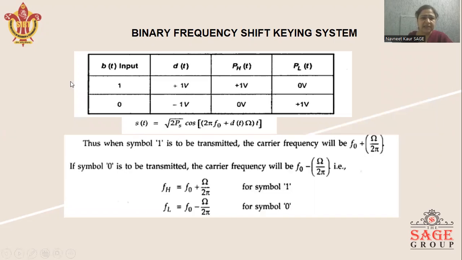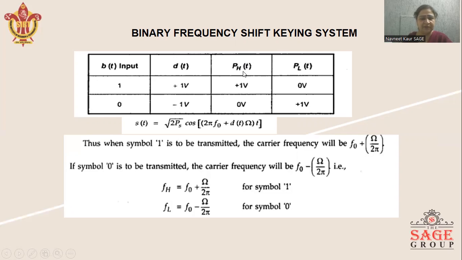Now, say this is the message signal which is represented in the unipolar form, which is 1 and 0. Now we can represent this unipolar message in the form of a bipolar message, say d(t). That means when the message is 1, d(t) will be represented as 1, whereas when the message is 0, d(t) will be given as -1 volt.